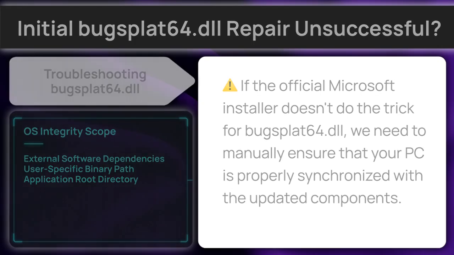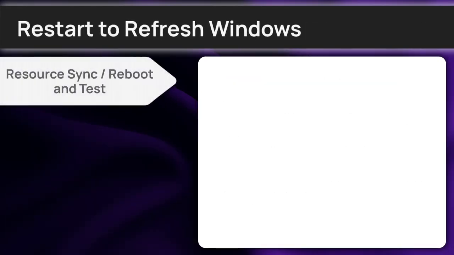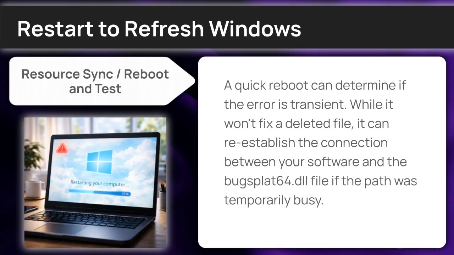A simple restart can resolve file-in-use errors that mimic a missing Bugsplat64 message. It's a low-effort step that ensures your operating system starts with a clean execution stack.